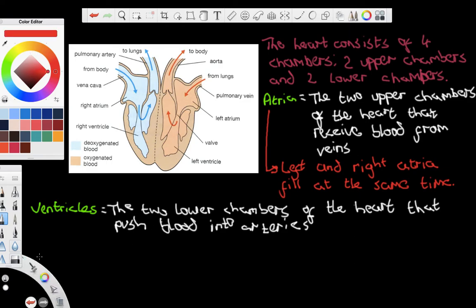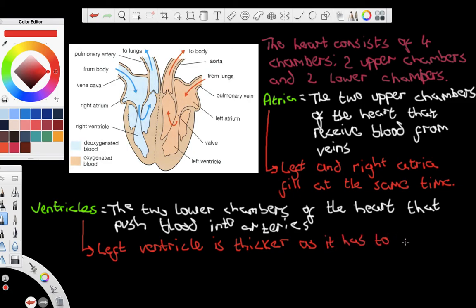So we can add underneath here by saying that the left ventricle is thicker as it has to push blood to the whole body, comma, not just the lungs.